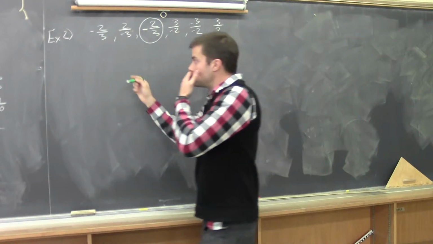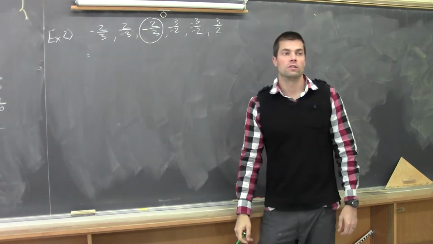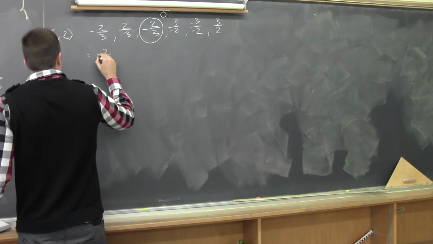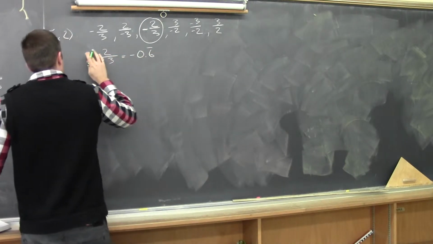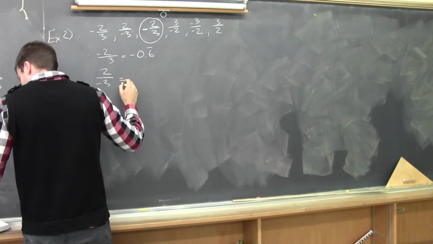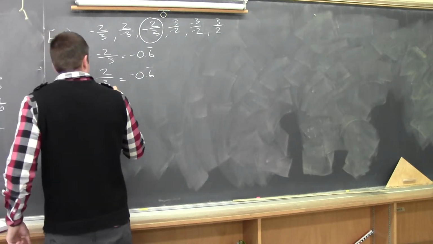So what they do in the textbook is they take each value and they divide it. They just put it in their calculator. And what they find out is they say, well, negative 2 over 3 is equal to negative 0.6. They find 2 over negative 3 is equal to negative 0.6. And they also find out that this.